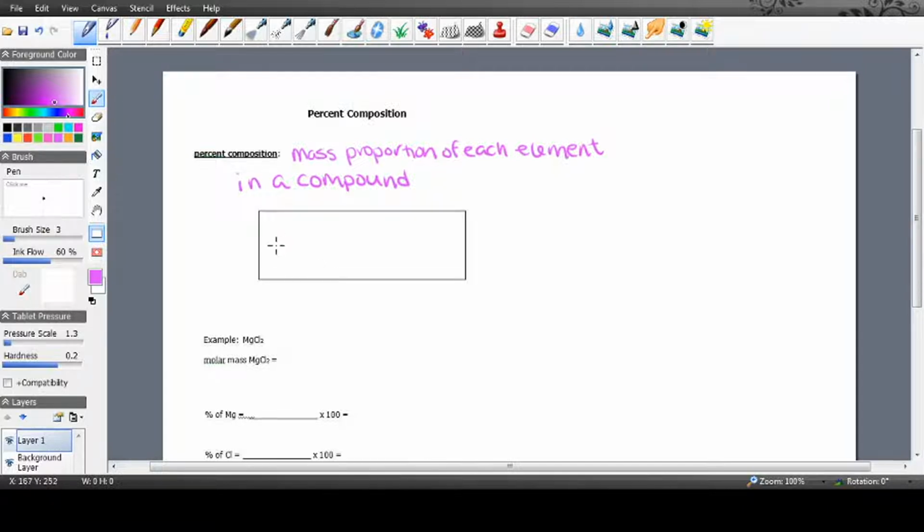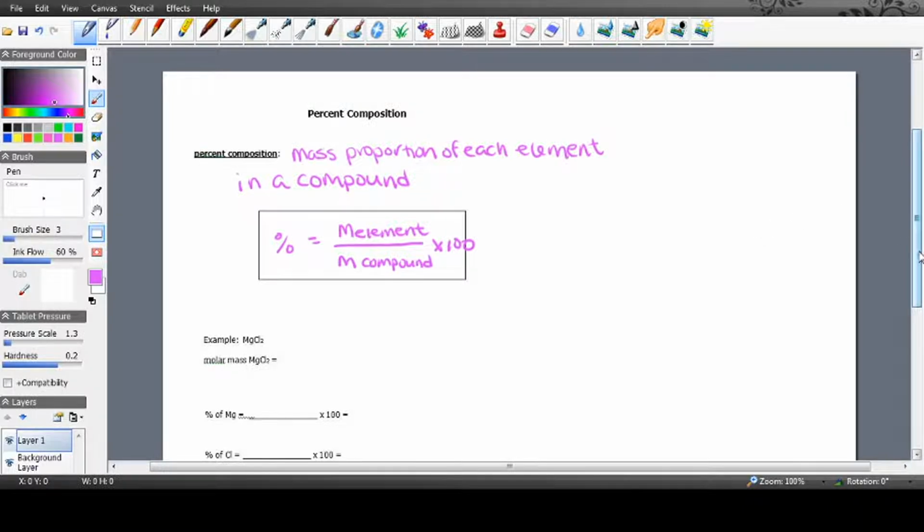same compound. So the way that we calculate percent composition is we take the mass of the element that you're referring to in the compound, and you put it over the mass of the entire compound. That's your proportion, and of course to turn it into a percentage you multiply times 100.